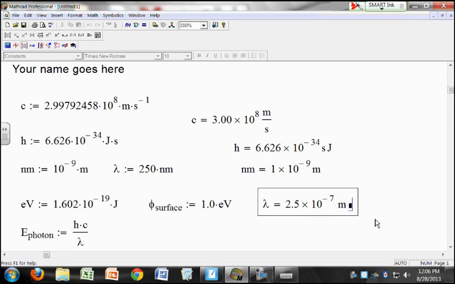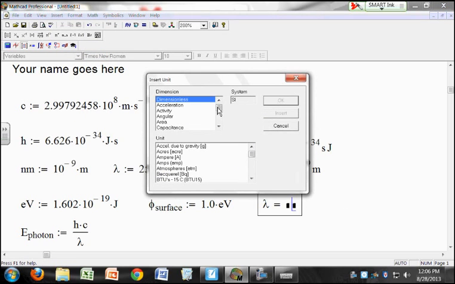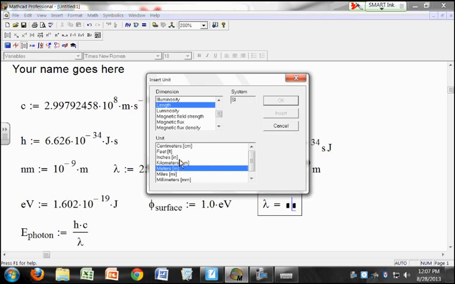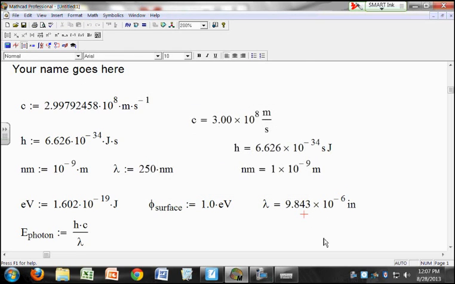So if you want it in inches, let's see, what's the unit for inches? Inches, so you want length. If you want your length in inches, the unit is IN. Insert that, and that's the answer in inches. Okay, so let's change that back to meters.